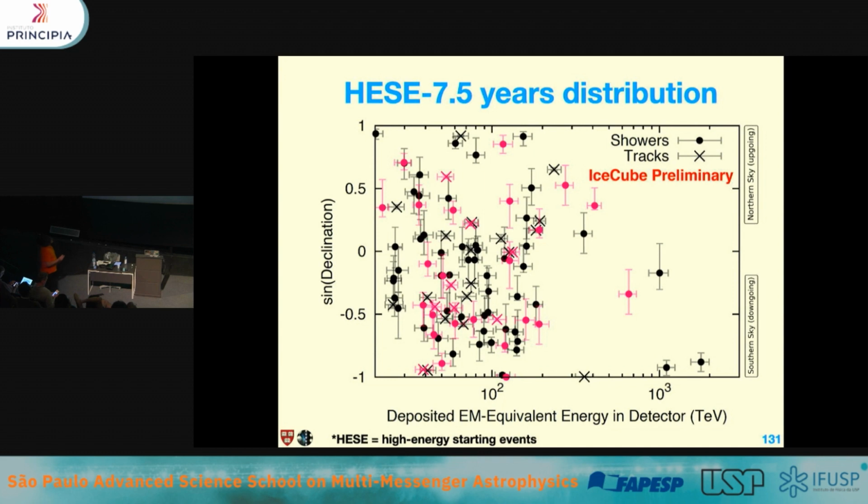we have these events. We call them HESE, for high energy starting events. We call them starting events because they start inside the detector fiducial volume. This is a famous acronym now. And this shows those events as a function of direction, declination, and the energy deposited within our detector in TeV. So these points here are PeV events, and these are for sure astrophysical. There is no way you can produce these events with atmospheric neutrinos.